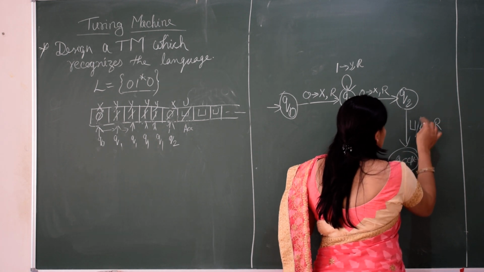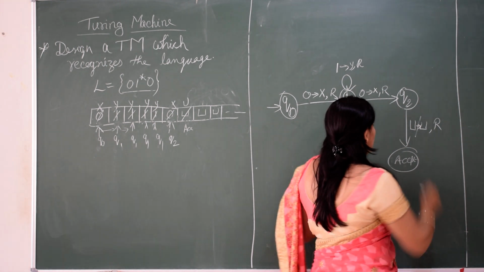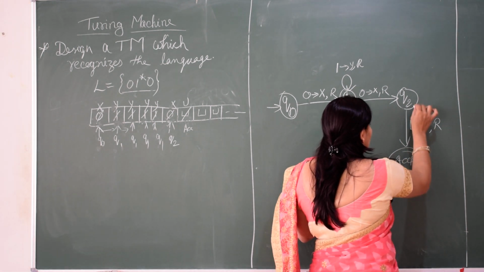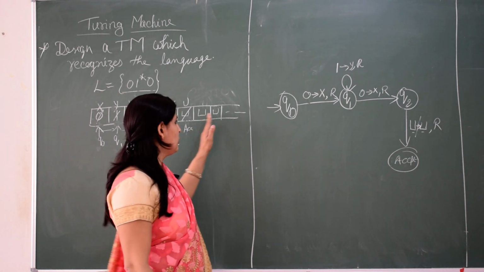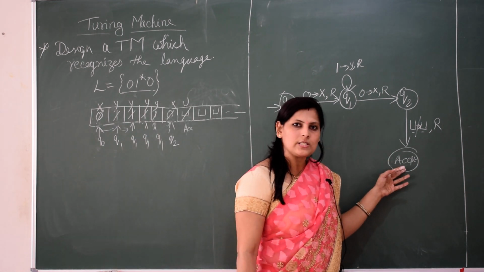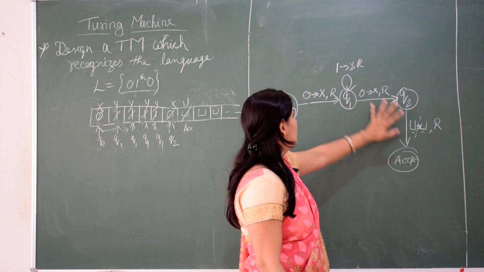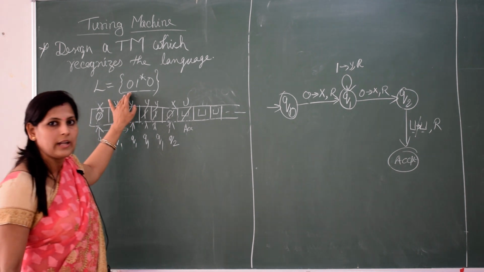You can represent it like this or like this, both ways are okay. So now, by viewing my blank symbol, we'll reach the acceptance state. That means this is the basic structure of this particular given language.